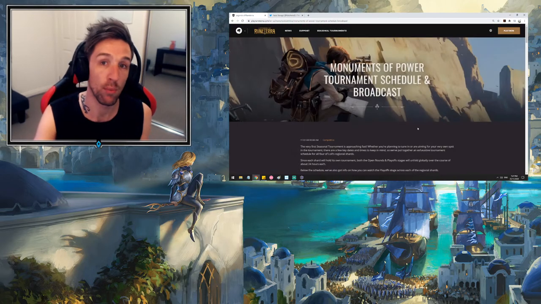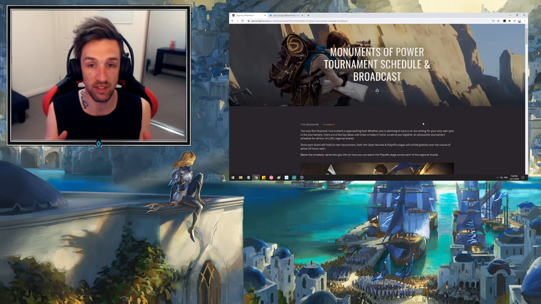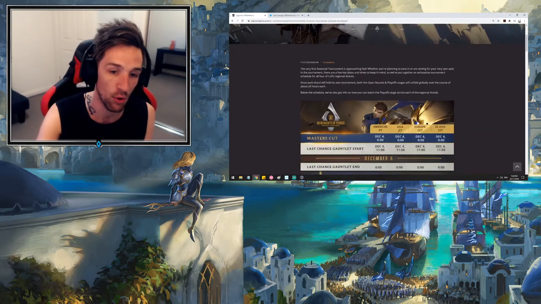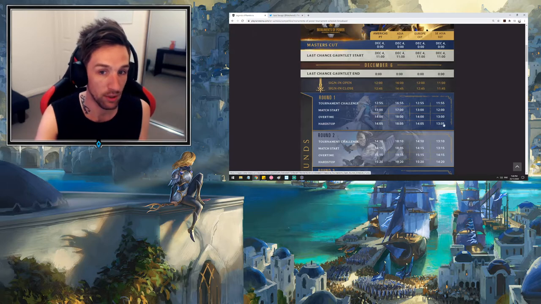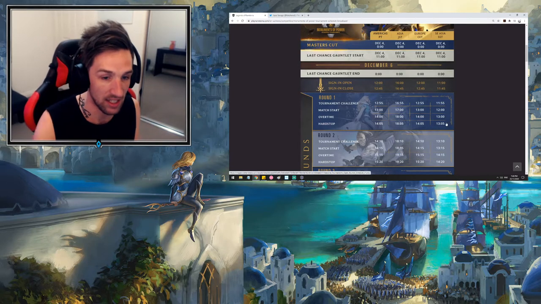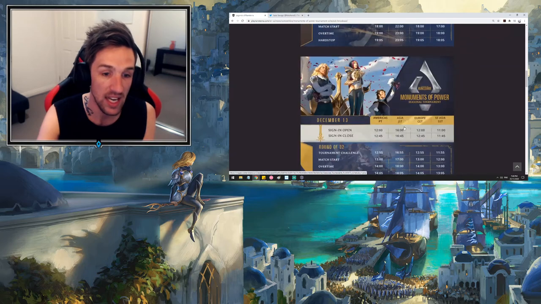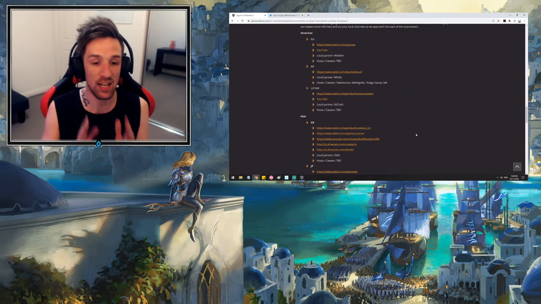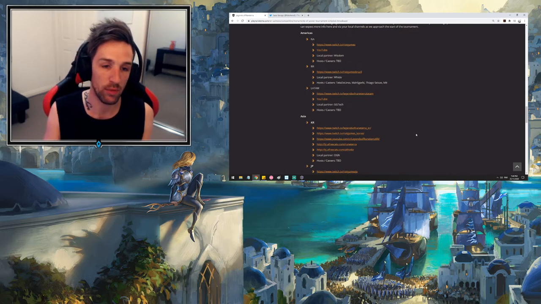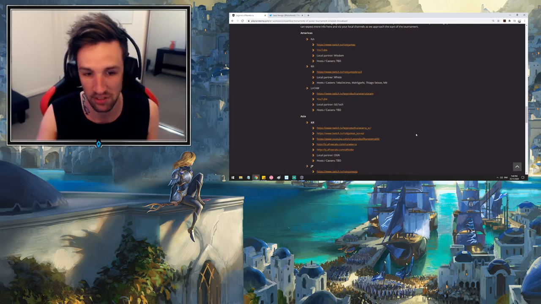We also have, more importantly, a Monuments Power tournament schedule and broadcast. This has all the relevant information that you need for any player who is competing in the tournament, the time frames, the sign-in, the rough schedule breakdown. And then if we scroll down a bit further, it shows anywhere and everywhere tournaments on each server shard, and everything is going to be broadcast.